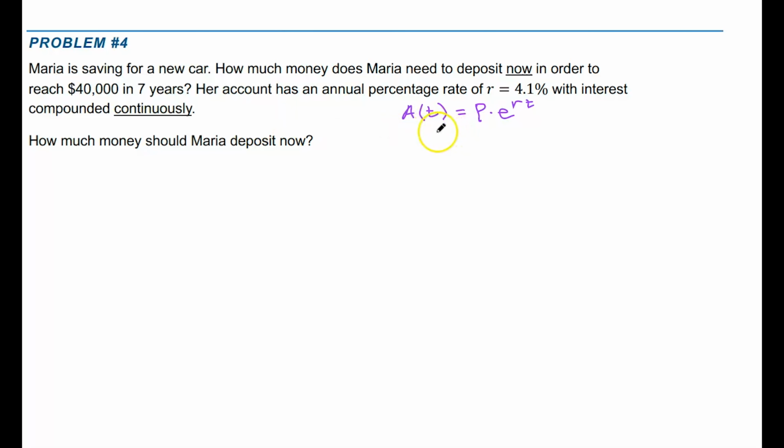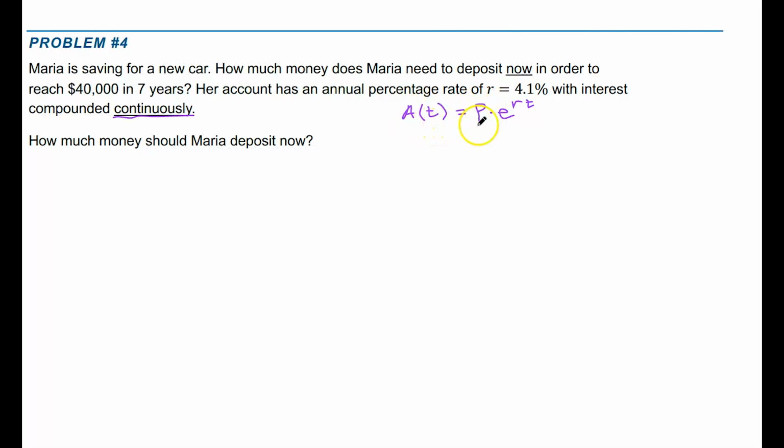So we will be using the formula A of t equals P times e to the rt power, because it says it's being compounded continuously. So let's go ahead and put those amounts in and see what we come up with. We notice that we want to know how much money Maria needs to deposit now. So we're not solving for that A of t this time.